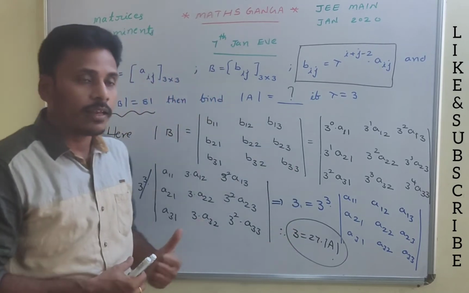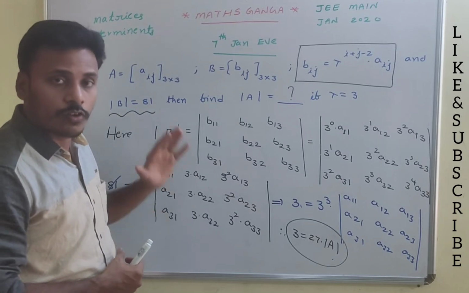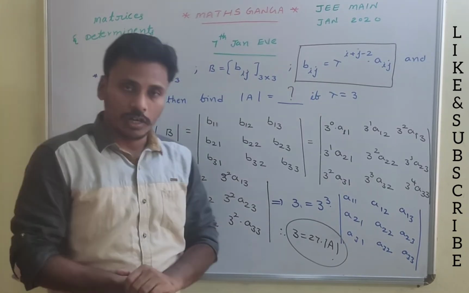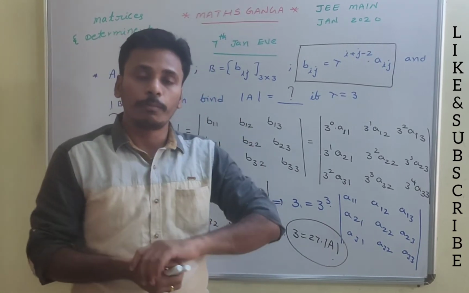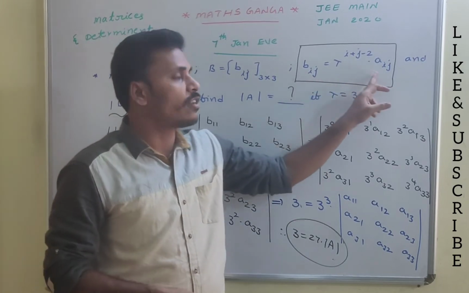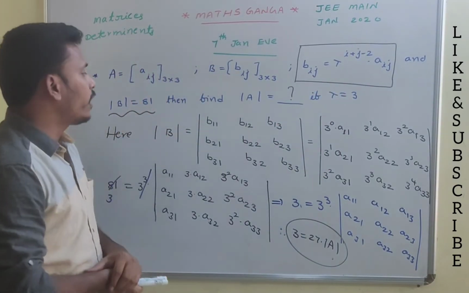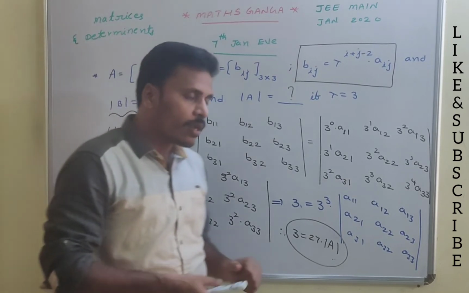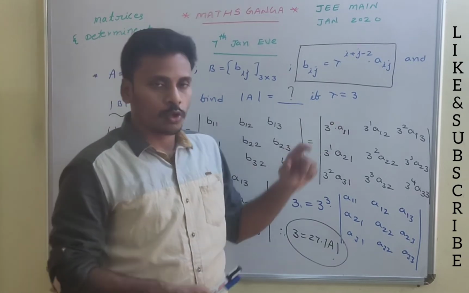Once again, if you look there, see what is given and what we do here. A is a matrix of order 3 by 3, B is a matrix of order 3 by 3, and a relation is given between each and every element of B and each and every element of matrix A. So to use this definition, we need to know the general form of a matrix. Then the determinant of B is given as 81, and they ask us to find the determinant of A, where the lambda value is also given as 3.